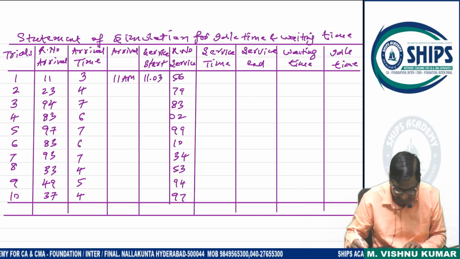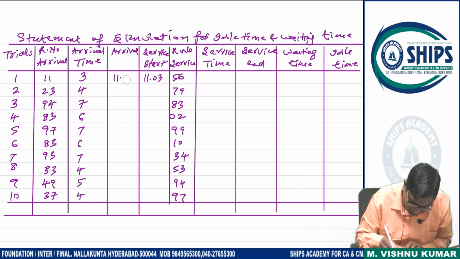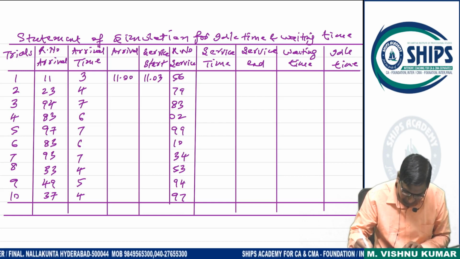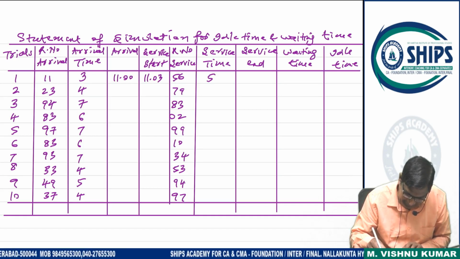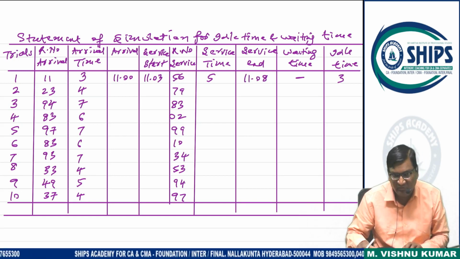ओके, चलिए सर्विस टाइम. सर्विस टाइम हाउ मच? 56 रैंडम नंबर. सर्विस कब एंड होगा ये? 7:08. कस्टमर को वेट करना पड़ा? नो. एडल्ट 3. इट विल बी इजी.